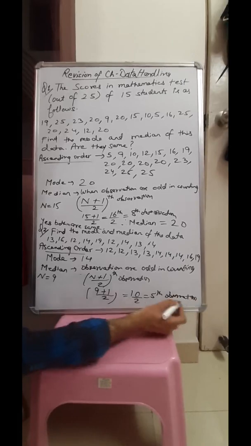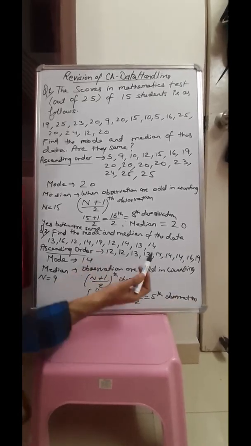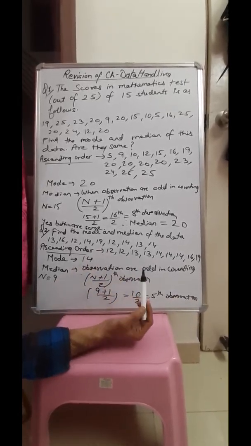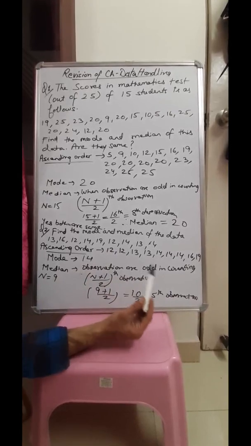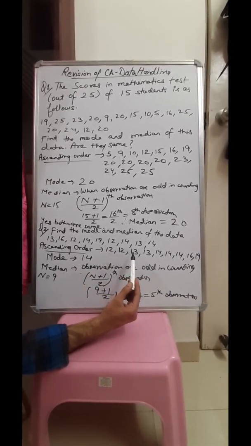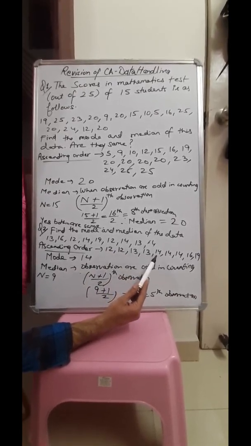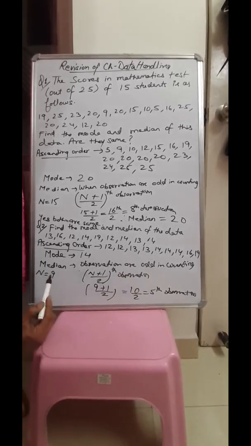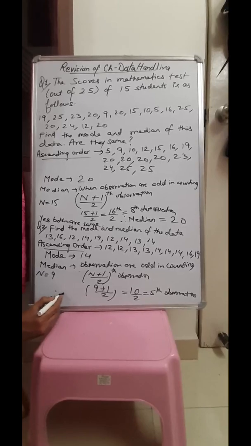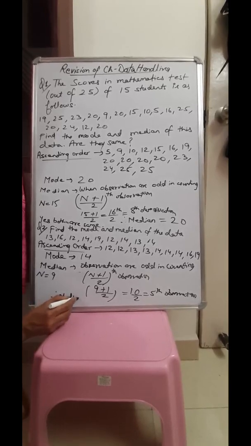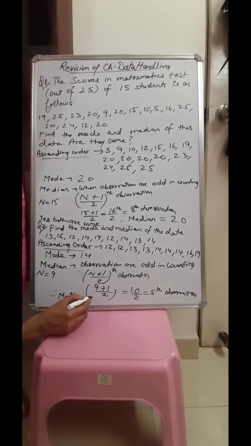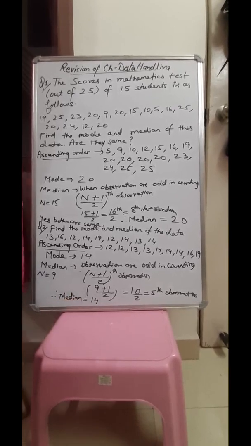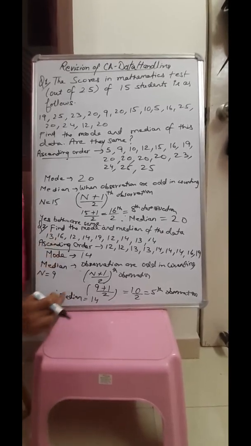So here your 5th observation in its ascending order, we have to see the ascending order, and the 5th observation means the 5th place. 1 2 3 4 5. Yes, here the 5th position is 14. So we can say that the median will be 14. So in this way we can find out a mode and median.